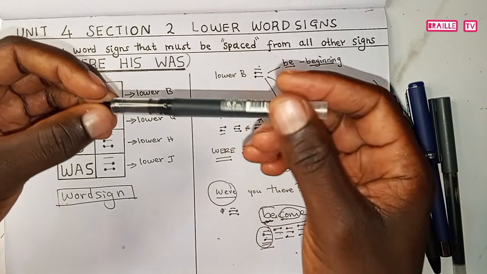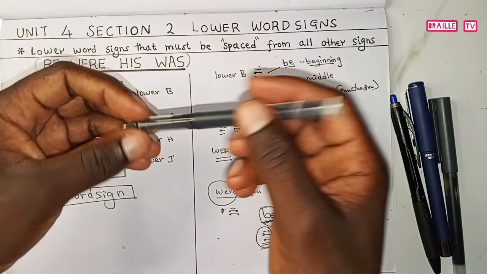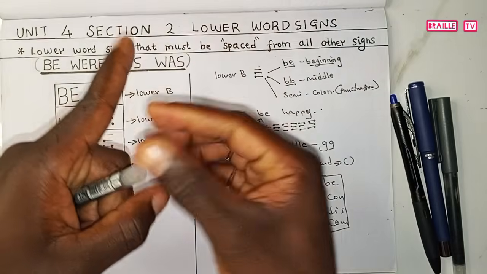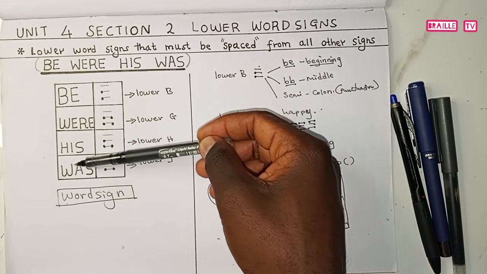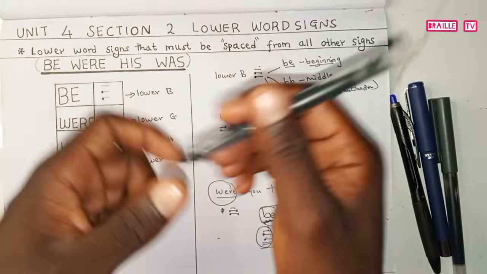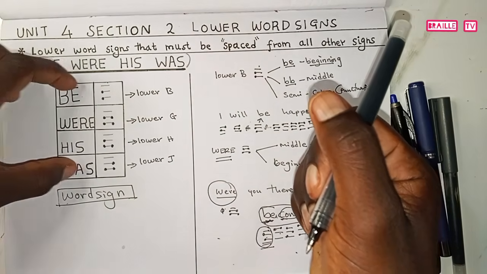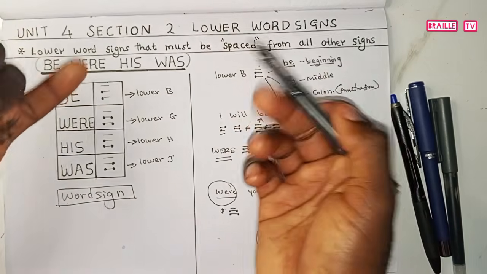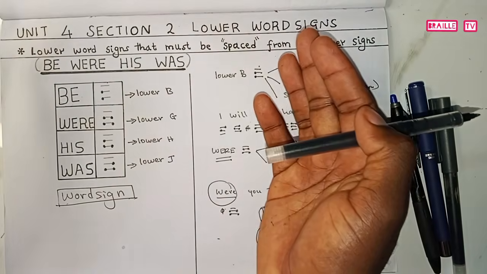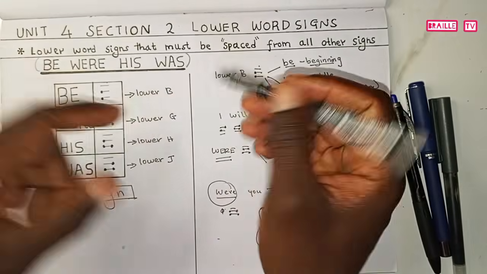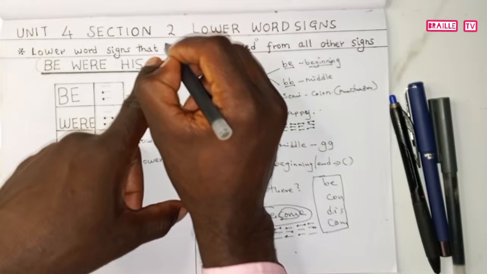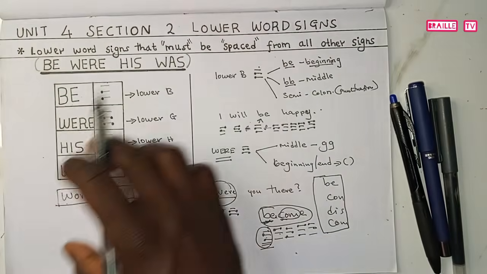Again, they can ask you like this in the next exam: give the rules to consider. Listen to me very carefully. Give 3 rules to consider when using be, were, his, was, or when contracting be, were, his, was. So they are telling you to give the rules to consider before you contract this word sign. First of all, you know that they must be spaced from all other signs, including the punctuation. You don't have any other option. It is a must.